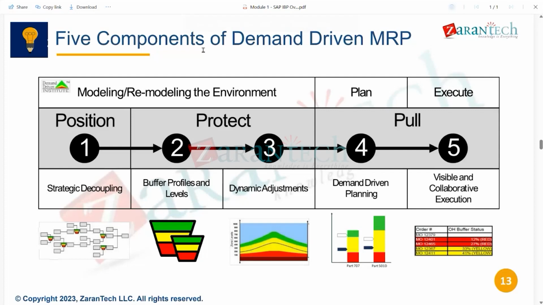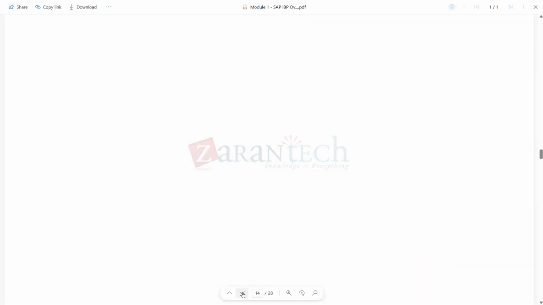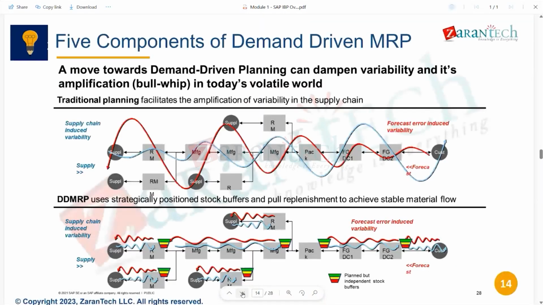Most companies, or most ERP systems or MRP systems, have demand-driven MRP functionality, so that it gives you more and more accurate results. So we'll move further. This looks to be a little busy slide, but this is nothing but the same point that I mentioned before in the earlier slide. The 5 components of demand-driven MRP.